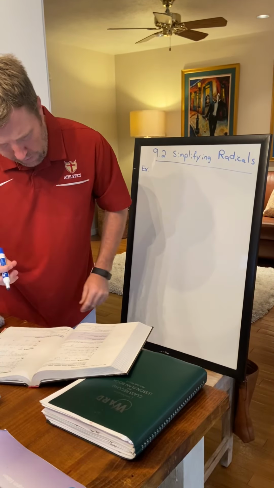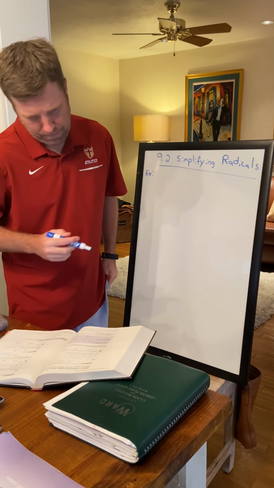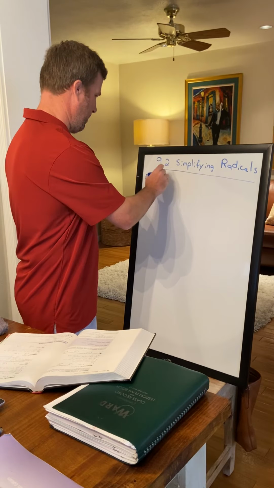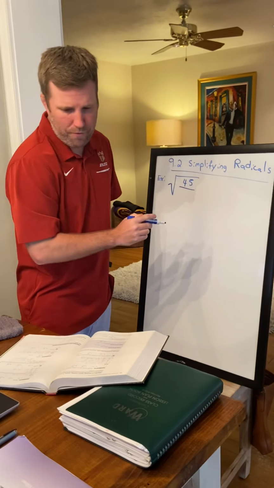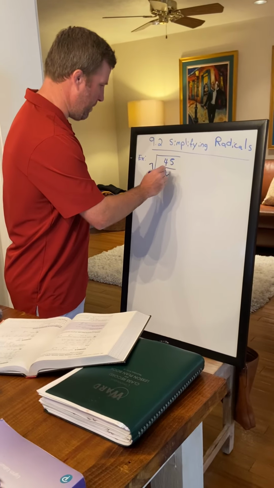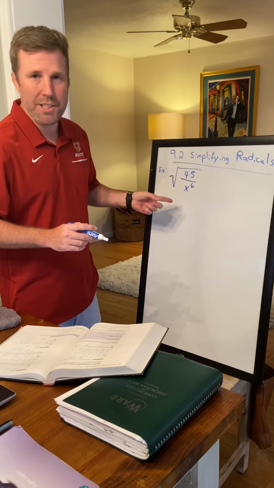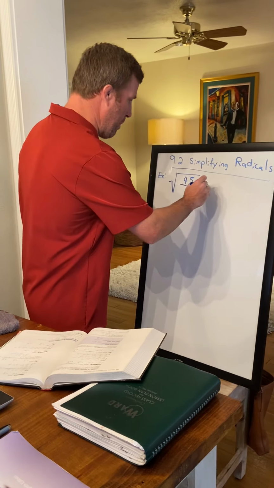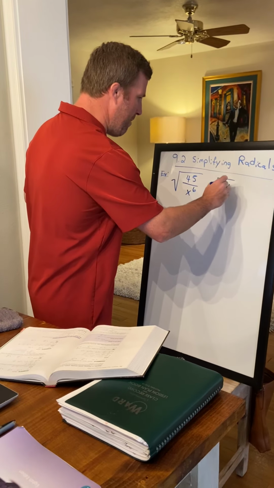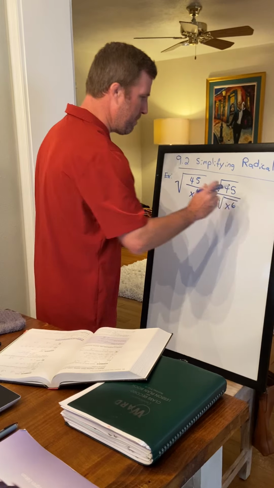Okay, let's try this one. The square root of 45 over x to the 6th. Keep in mind, we have a fraction underneath our radical here. I can use the quotient rule and break it up and make it the square root of 45 over the square root of x to the 6th.